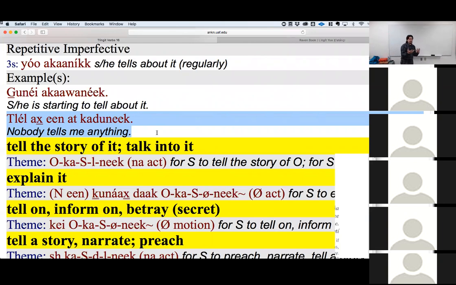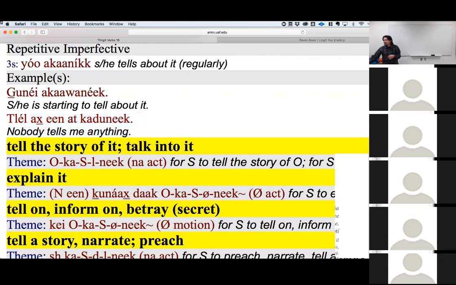And then you have ach'in would be to me, i'in to you, du'in to him or her, ha'in to us, hastu'in to them, yi'in to y'all, qa'in to people. And then you have at kadunik. And so once you have the at in there, this is another important switch. Sometimes if the object changes to at, it just has this special meaning, right? So like at kadunik is just the thing that is talked about by people.